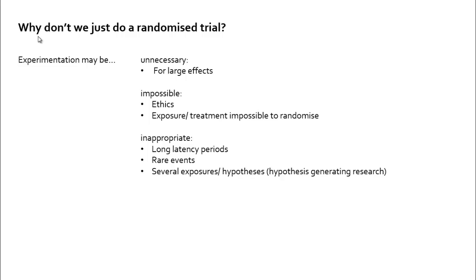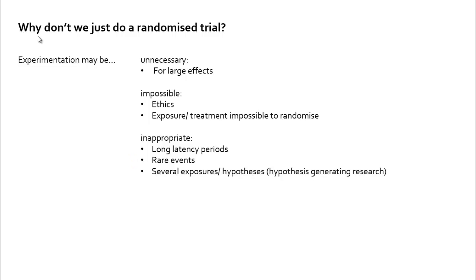Third, it can be inappropriate or impractical to do an experiment. For example, if there's a long latency between the exposure and outcome, such as studying the link between an exposure during pregnancy and a later life disease such as cardiovascular disease. And also rare outcomes don't lend themselves well to experiment. For example, the only way to study side effects from drugs, which may affect only 1 in 10,000 people, is to use mass surveillance observational data.